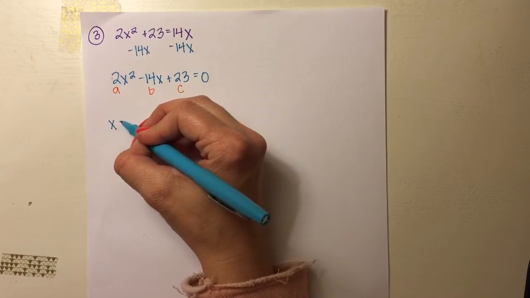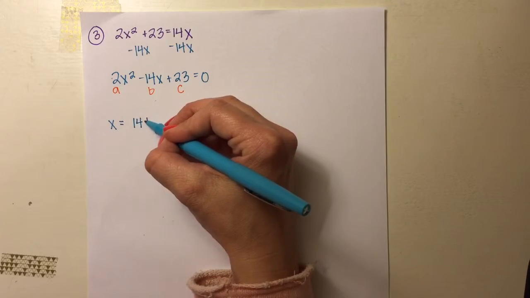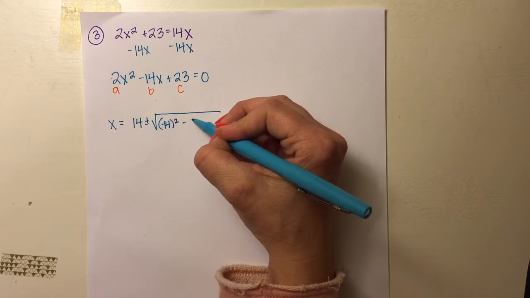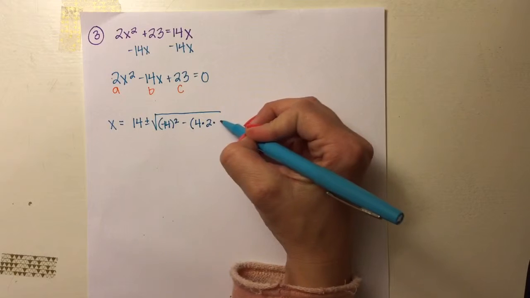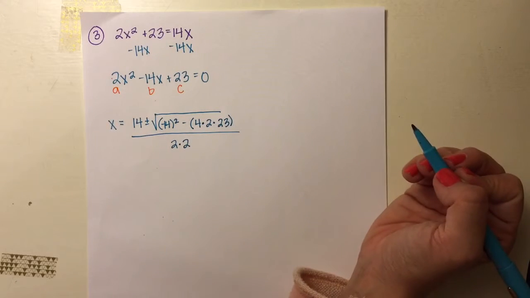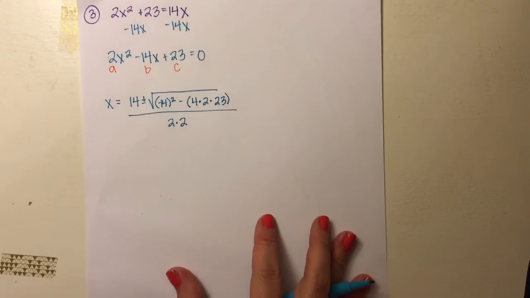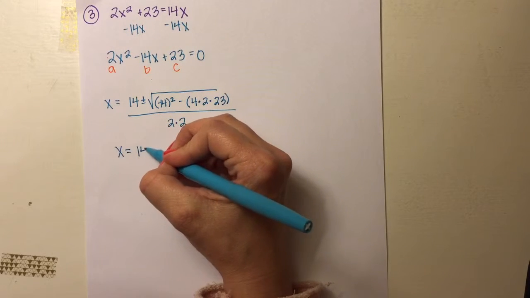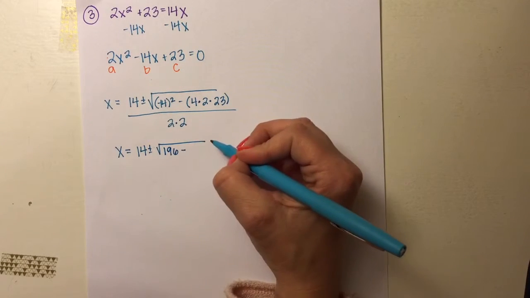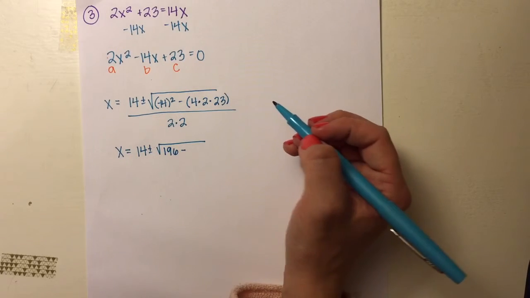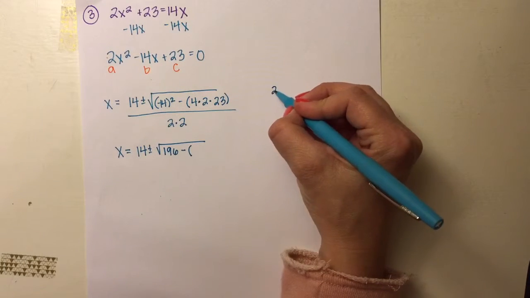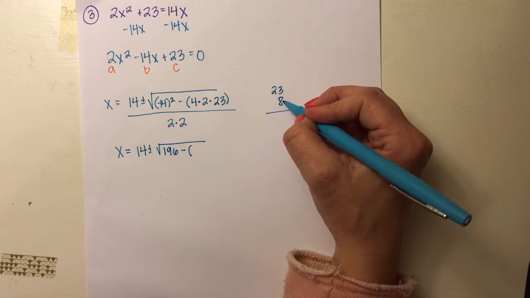So the equation is x equals negative b plus or minus the square root of b squared minus 4 times a times c, all over 2a. Going up a little bit, x equals 14 plus or minus the square root. Negative 14 squared is 196 minus, oh gosh, I should have got a calculator out. Minus 4 times 2 is 8. I'm going to have to work it out over here. And then 8 times 23. I don't have a calculator with me.